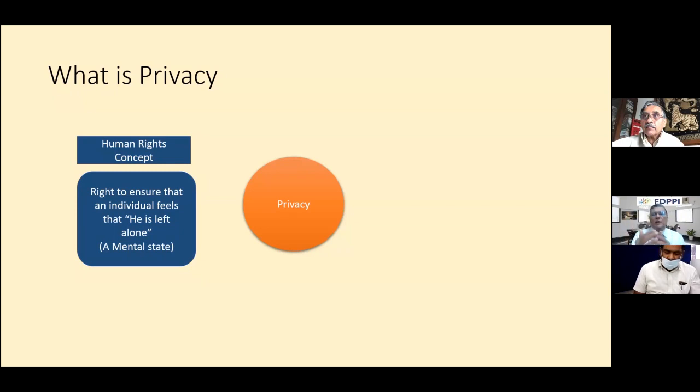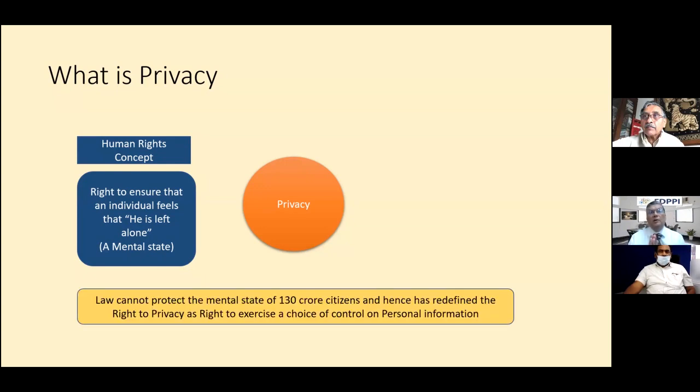So this is a mental state of mind which we call privacy, and we want to protect it. That is why it is part of the good life as a fundamental right.